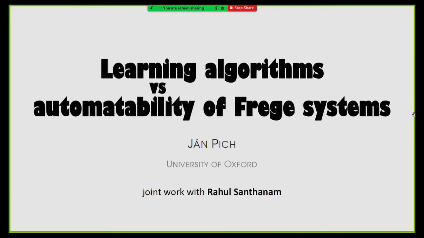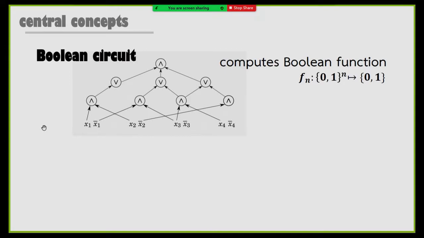So this is a joint work with Rahu, in which we investigated learning and automatability, two important concepts in the theory of computing, which, however, appear a priori rather unrelated. And the goal of our work was to find a bridge between them. Okay, so before explaining what we did, let's introduce some basic notions.